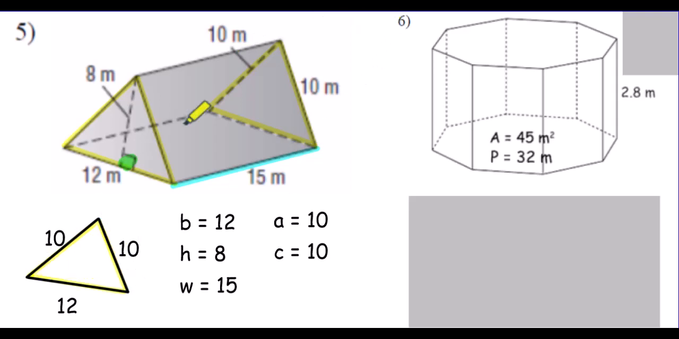Not a very straight line there. So I've used 12 as my base. So A and C have to be the other two sides. So A and C are each going to be 10. Again, for A, B, and C, we have to use all three sides of your triangular base.